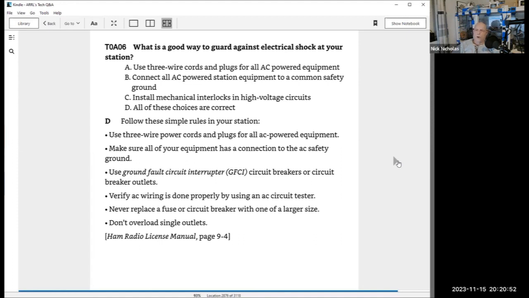I'll use 3-wire cords and plugs for all AC equipment. Connect all AC equipment to common safety ground and install mechanical interlocks in high voltage circuits. All of these are good choices. Never defeat mechanical interlocks in high voltage circuits. They're there to protect you.